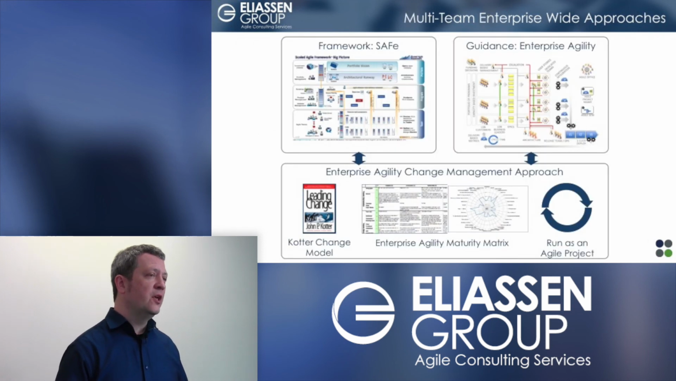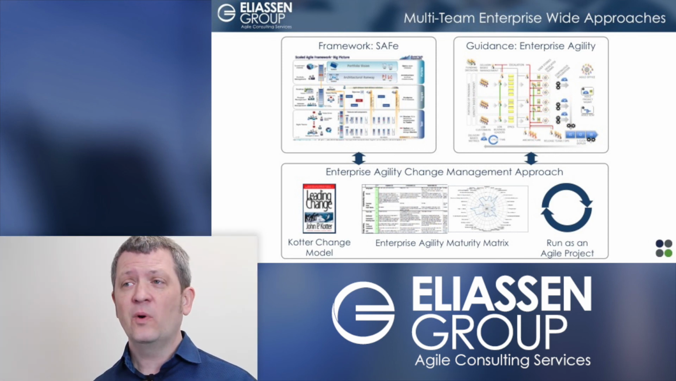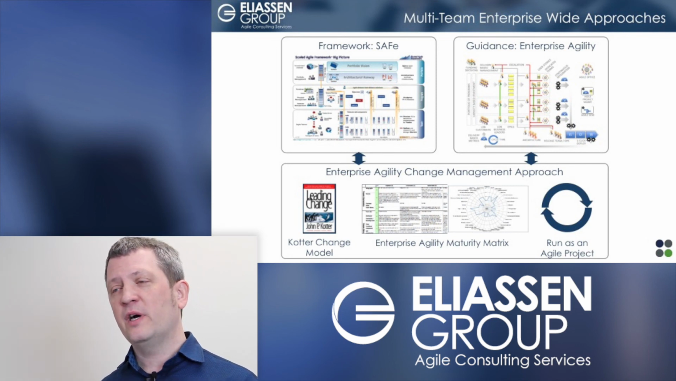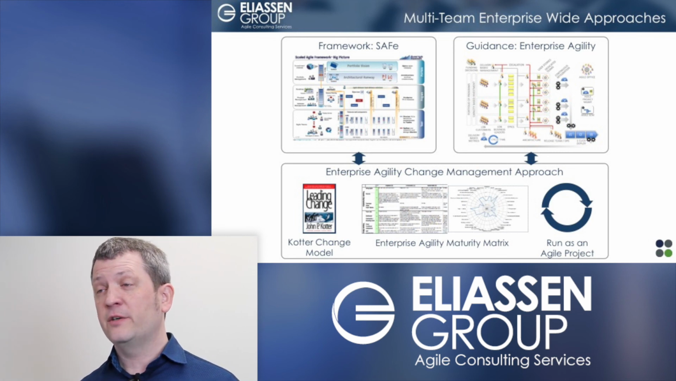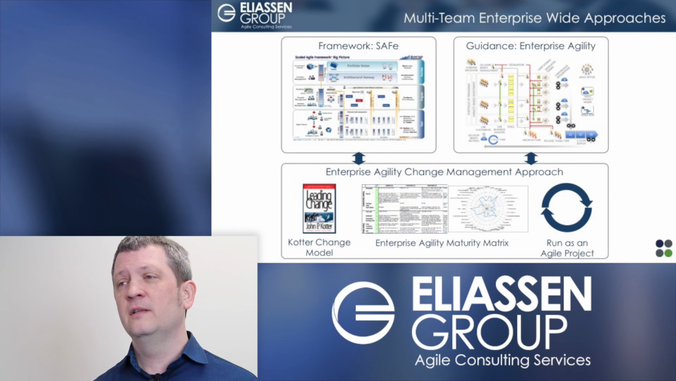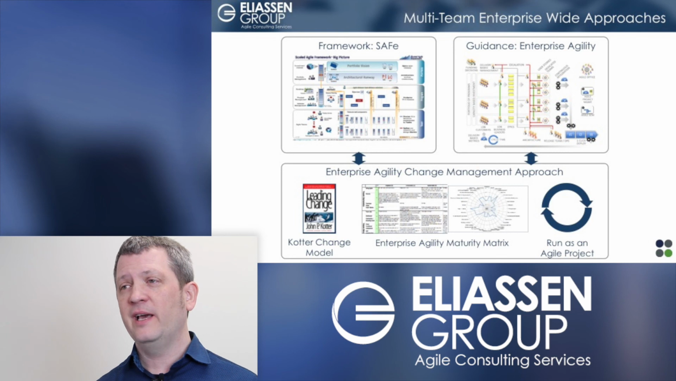Okay, so you might be doing Scrum, Kanban, XP, you might be doing Scaled Agile or Enterprise Agility, but at the end of the day, it's good to know where are you headed exactly, where are you today, and what's your progress. So as part of an overall change management approach, consider using Kotter, running your transformation project as an Agile project, and using the Enterprise Agility Maturity Matrix to monitor that progress and to set your goals. It's completely compatible with all popular Agile methodologies, including Scaled Agile, Enterprise Agility, Scrum, Kanban, and XP, as I mentioned.